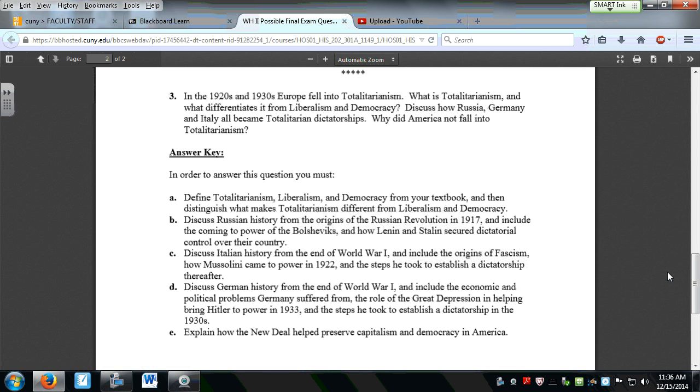So what did he do in the 1930s? What did he do to his political enemies? How did he eliminate political rights, civil rights? How did he establish full, complete control over every aspect of Germany in the 1930s and become a dictator?